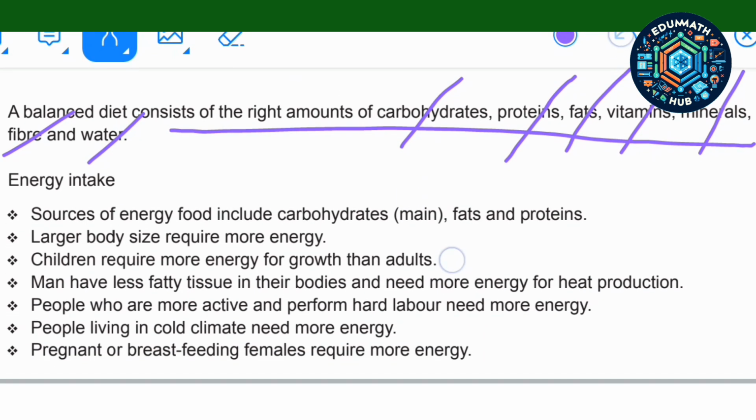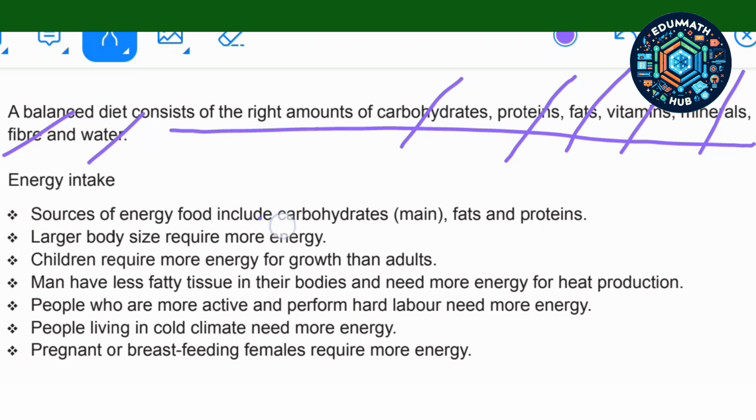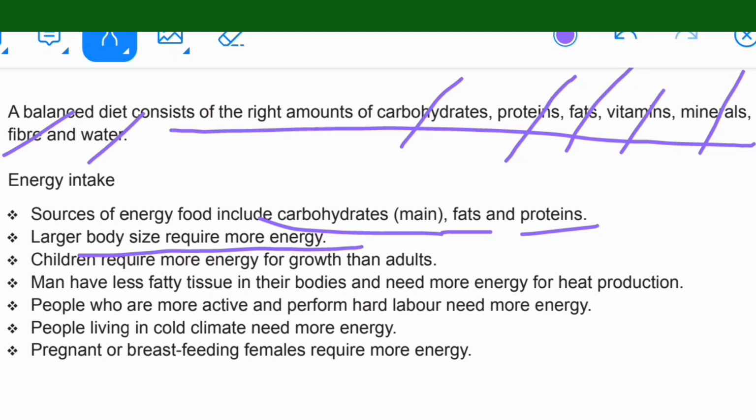Then energy intake. Sources of energy intake include carbohydrates, fats, and proteins. So when you take carbohydrates, fats, or proteins, you gain energy. So if you have a larger body size, you need more energy. Okay, just think about the amount of energy that an animal like a hippopotamus will need, or a whale, or an elephant. Then compare it with yourself, and you see that it will be very, very large. Now, children require more energy for growth than adults, so children need more protein, because protein can help you in terms of growth. So man has less fatty tissue in his body and needs more heat for heat production.